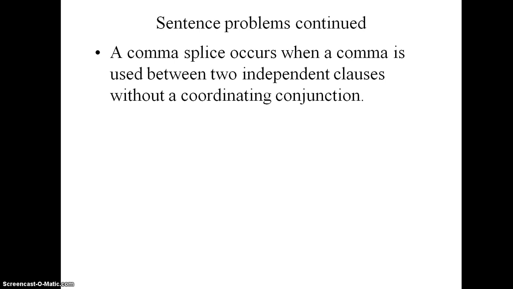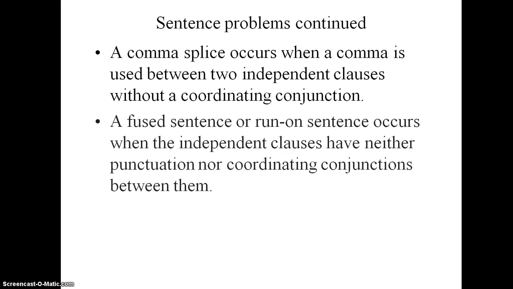Now, a lot of you may have issues with comma splices. And what are comma splices? A comma splice occurs when a comma is used between two independent clauses without a coordinating conjunction, one of those FANBOYS: for, and, nor, but, or, yet, so. A fused sentence or run-on sentence occurs when the independent clauses have neither punctuation nor coordinating conjunctions between them.